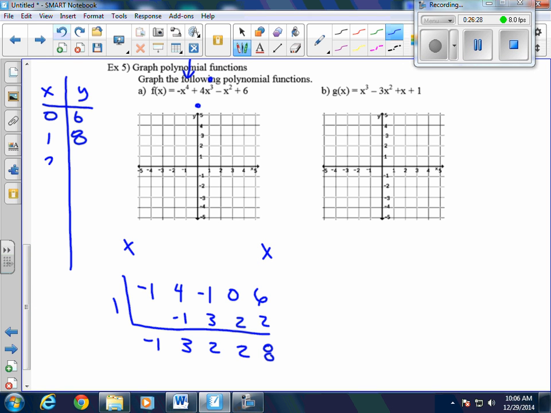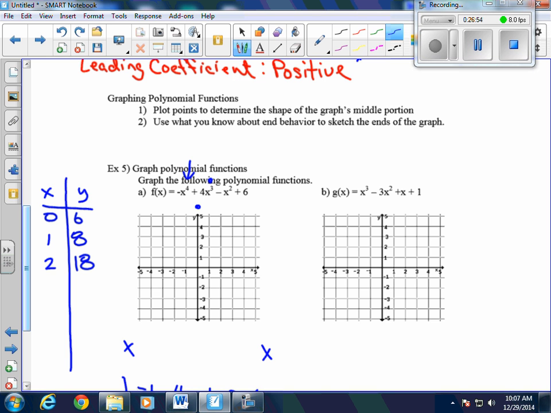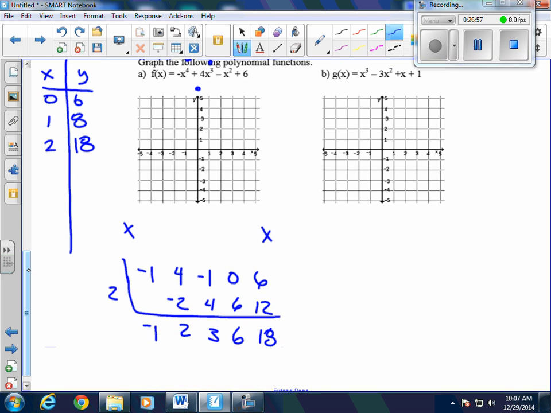So let's put in 2. And again, synthetic substitution works really quick and really easy to do this once you get the hang of it. -1, so this is going to be -2, 2, 4, 3, 6, 6, 12, 18. So if I put in 2, I'm going to get 18. And again, that's continuing to go up. So 2 is 18, and I'm just going to put some points in up here. Again, I have to keep going because my end behavior tells me it has to come back down.